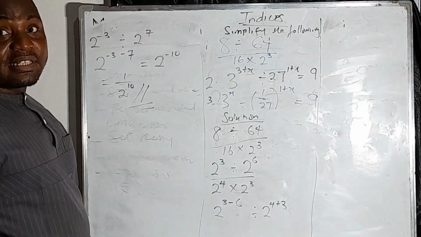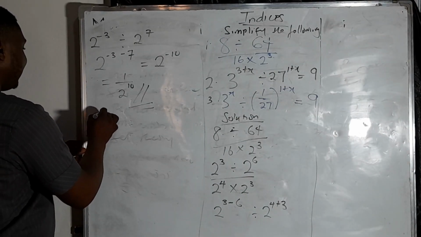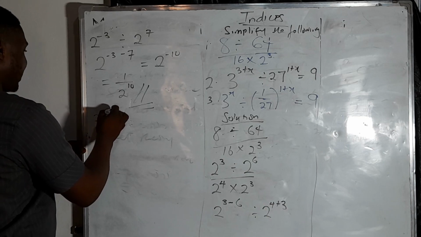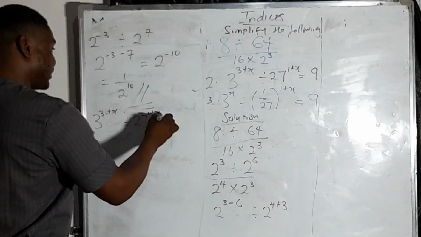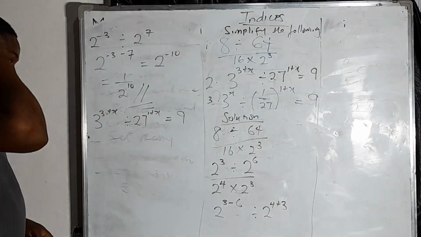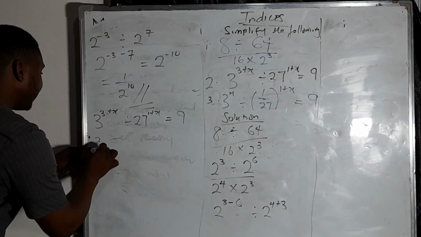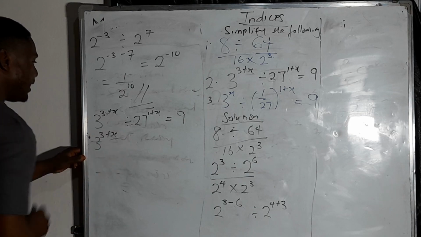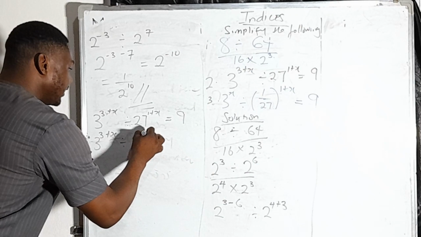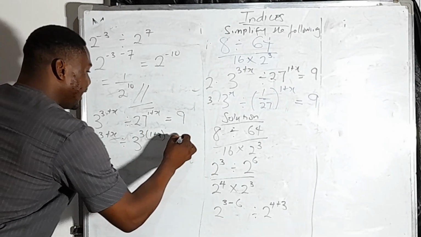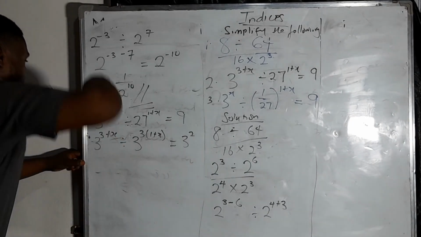Now looking at the second example, where we have 3 raised to the power 3 plus x divided by 27 raised to the power 1 plus x equals 9. Now if you look at this, we discover the common factor of 3. So we have 3 raised to the power 3 plus x divided by 27, which is 3 raised to the power of 3 into 1 plus x, and 9 is the same thing as 3 raised to the power of 2. So here we continue.